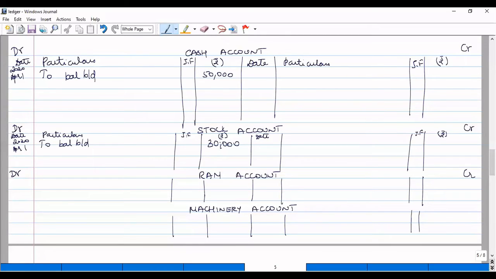And then coming to Ram, who is also an asset, a debtor. So even here the opening balance will be on the debit side. So balance brought down to Ram is 50,000. And then to machinery account, opening balance is 60,000. Okay. And now we have passed entry for the debit side of the opening entry.